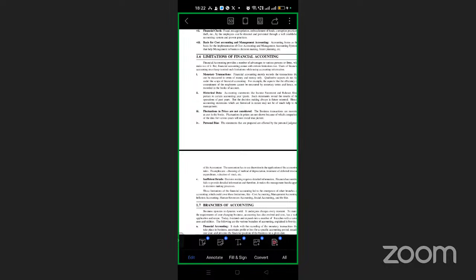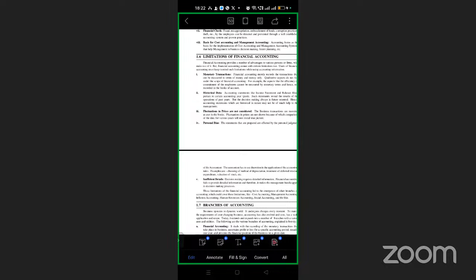Next, fluctuation in prices is not considered. Why? Because whenever we are preparing the accounts, it will be the end date. For example, if you take the iPhone, the present rate may be different from the rate one year back. But whatever transaction has taken place in that year, I'm writing now. The last 11 months the rate was different, now the rate is different, but the change of rate is not taken into consideration while preparing financial accounting.